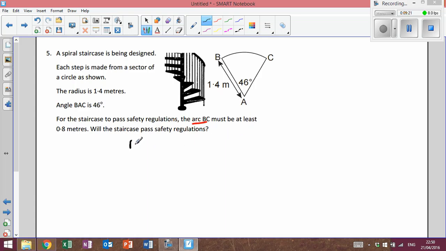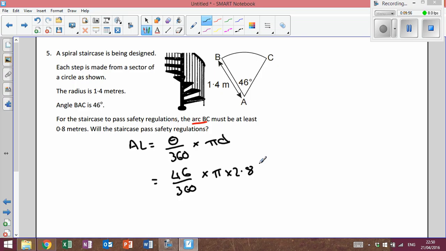So the formula, which we do not get in a formula sheet, is the fraction of the circle we have multiplied by the entire circumference, because that arc length is a little bit of the circumference. So it's 46 degrees out of a total of 360. And I want that fraction of the circumference, which is pi times the diameter. Now, that's just the radius, so it's going to be pi times 2.8.